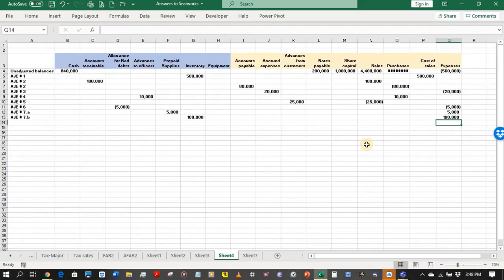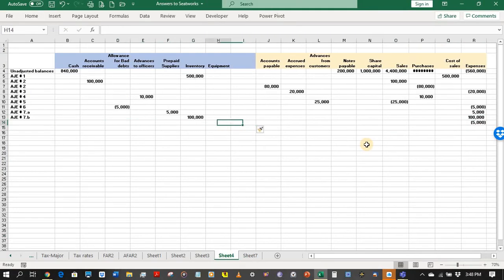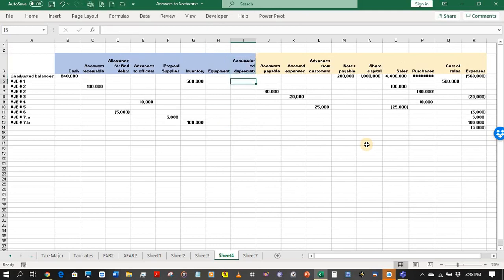So, ang entry natin, ipapasok natin yan sa table. So, debit, 5,000. Then, credit, accumulated depreciation. Since wala tayong accumulated depreciation, maglagay ulit tayo. Accumulated depreciation for 5,000.